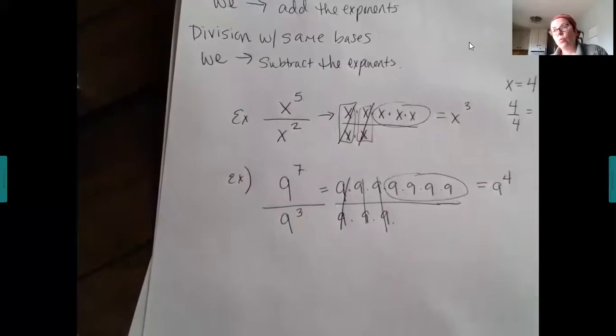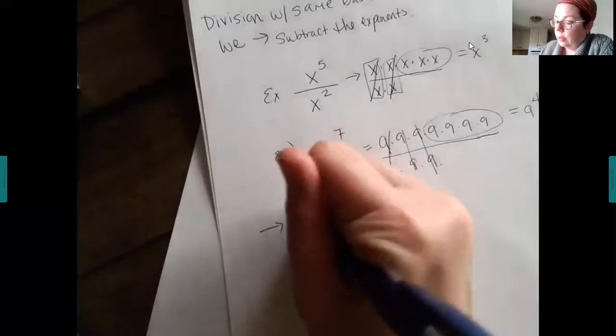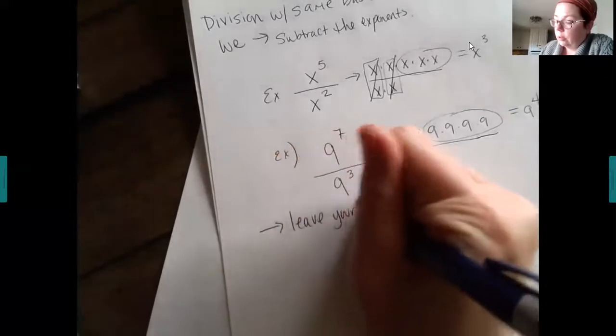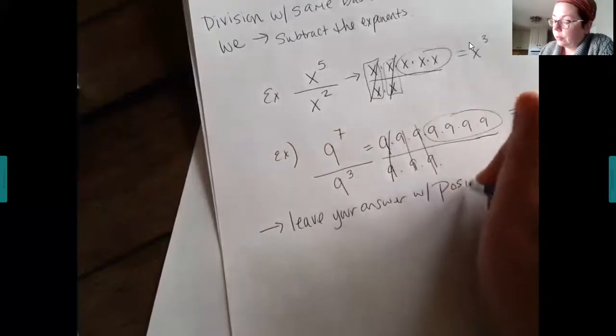Now, where I said we might run into problems is that sometimes this is flipped over, where we have more of whatever x is, or whatever the case may be, on the bottom. So you always want to leave your answer with positive exponents.